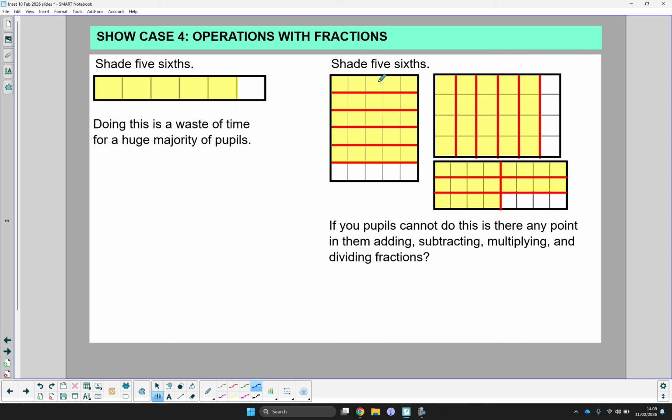If the pupils can't do this, if they can't spot 1, 2, 3, 4, 5 out of 6 rows and 5 out of 6 columns and the 5 out of 6 chunks here, if they don't have this understanding, is there any point in them adding and subtracting, and doing anything else with fractions, any other operations? So I think building activities like this in can be quite useful.